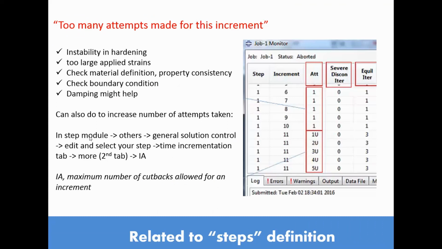You can increase the maximum number of cutbacks by going to step module, then others, then general solution control, then edit, and selecting your particular step, in our case step 1. Then go to the time incrementation tab, then to the more tab, the second tab, and adjust the value of IA. Let's see how it looks in Abaqus.